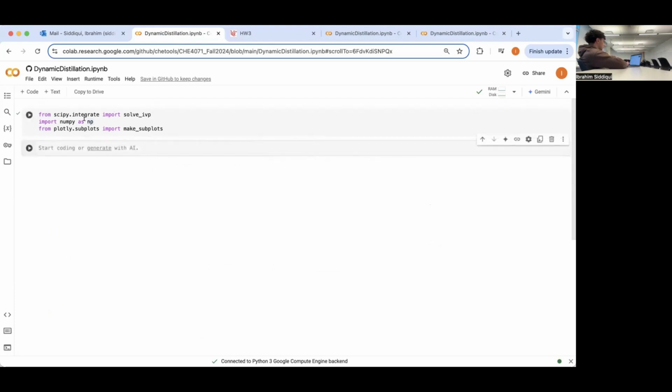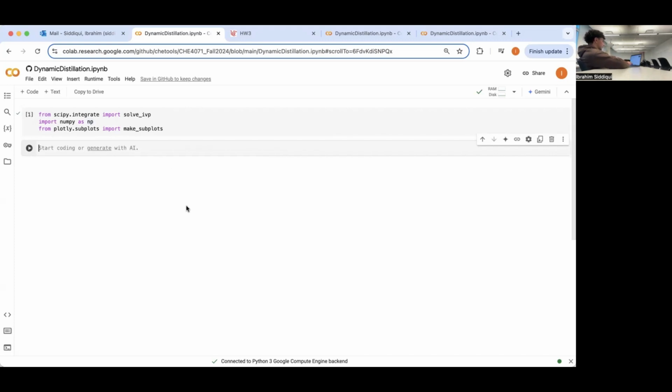Before we do that, we imported a few things: solve_ivp, so we can solve our equation when we need it to; numpy as np, which we define in this code as we always do; and pyplot subplots. We're going to be making quite a few figures today.